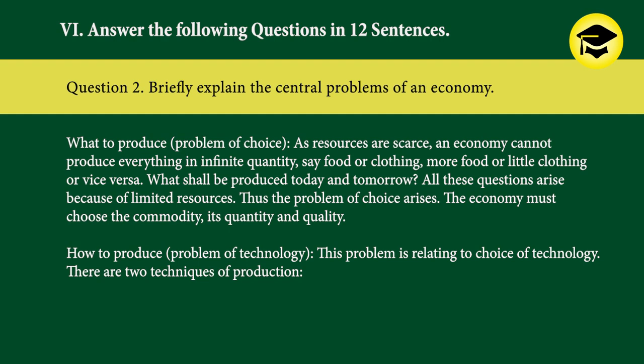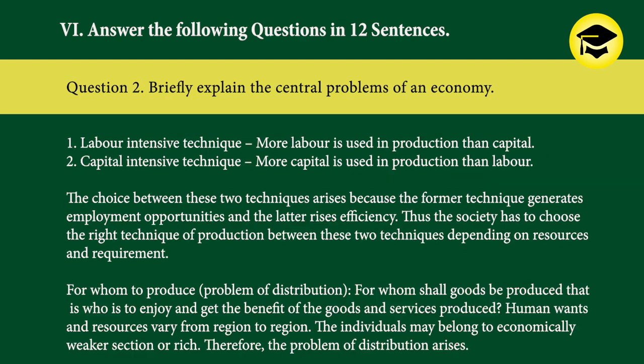How to produce, problem of technology. This problem is relating to choice of technology. There are two techniques of production. Labor-intensive technique, more labor is used in production than capital. Capital-intensive technique, more capital is used in production than labor. The choice between these two techniques arises because the former technique generates employment opportunities and the latter raises efficiency. Thus the society has to choose the right technique of production between these two techniques depending on resources and requirement.